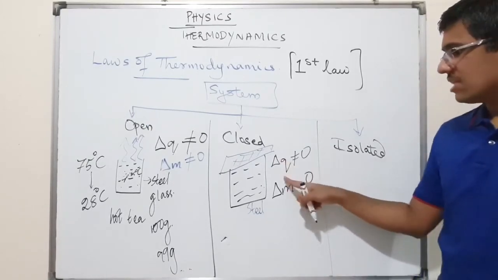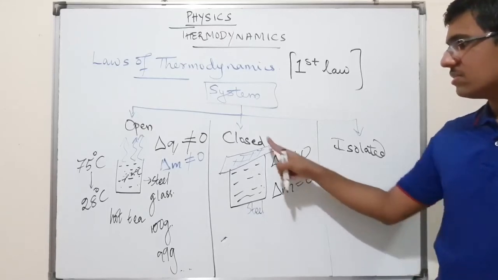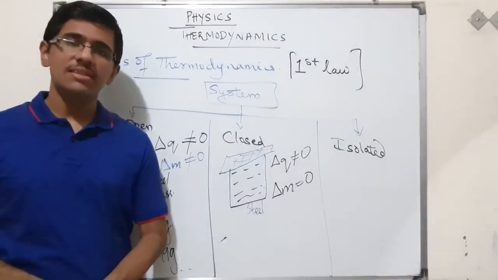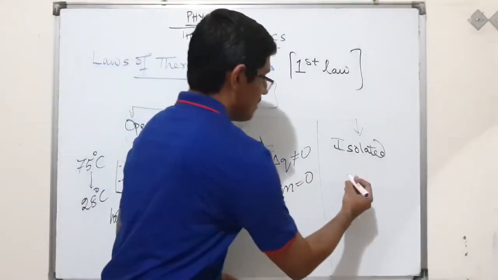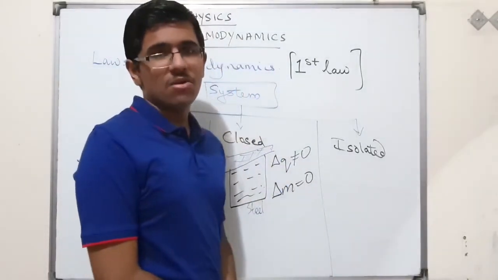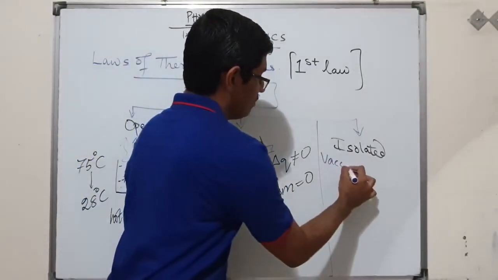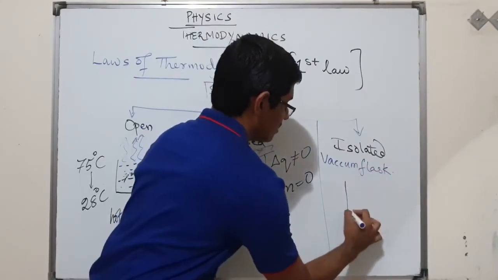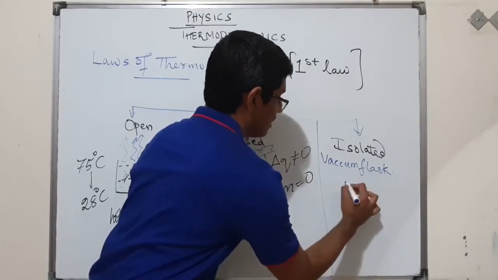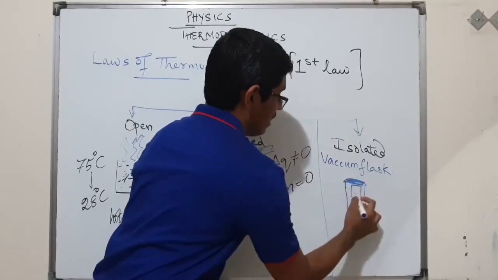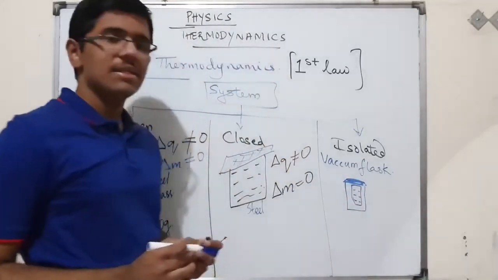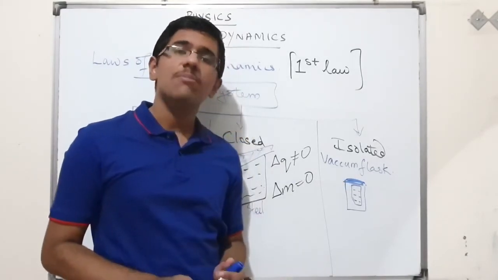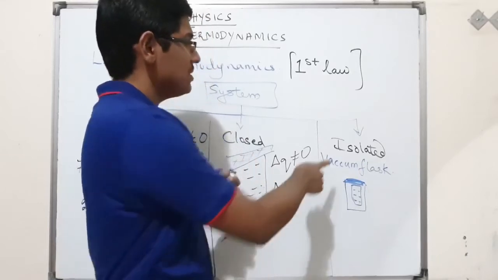Such a system in which delta Q is not equal to 0 and delta M is equal to 0 is known as a closed system. And what is an isolated system? An isolated system is a case in which, imagine the same tea I am keeping in a thermos flask or vacuum flask, which is sealed. I am placing the tea inside it so that the temperature will not change, that is, heat cannot escape and matter cannot escape. That means both are constant. That type of system is known as isolated.